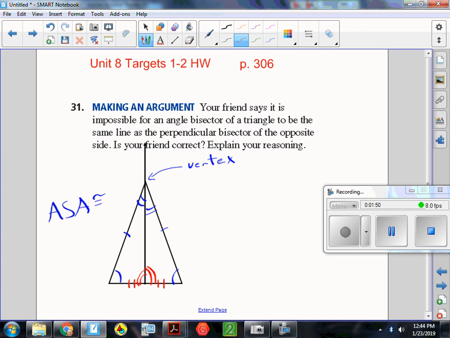And so since I have a linear pair of those congruent angles, those are perpendicular. So in this case, the angle bisector is a perpendicular bisector. So that will work if you draw it through the vertex angle of an isosceles triangle.